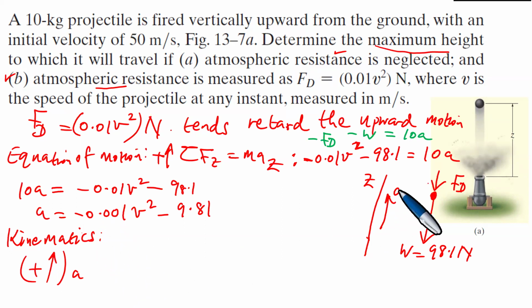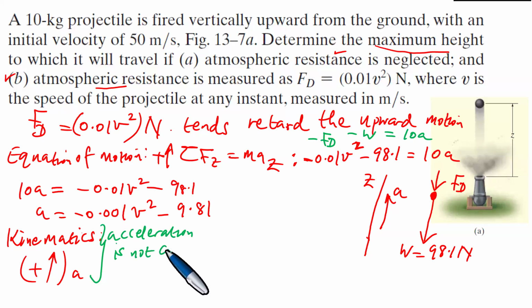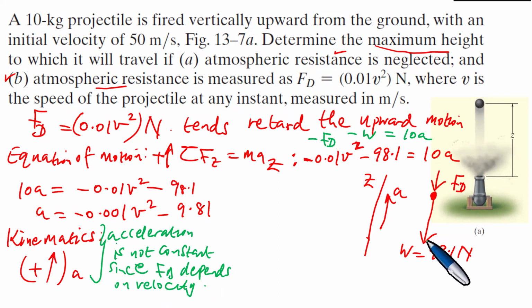Because of the drag, acceleration is not constant here. We note that one down. Acceleration is not constant since Fd depends on velocity. Because the drag depends on the velocity, it means that the acceleration itself is a function of the velocity.